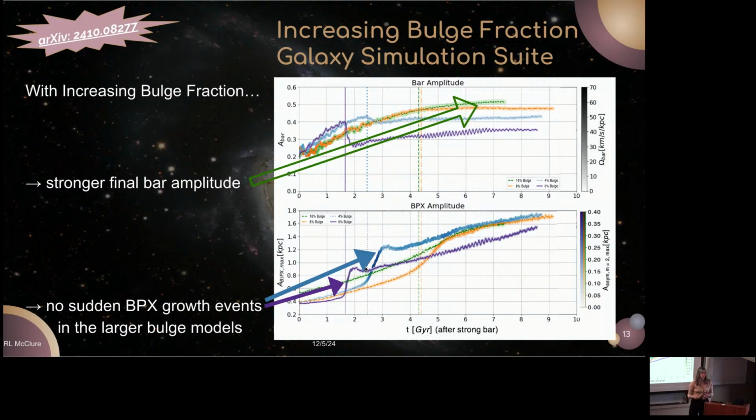And so the question here is, what's happening? What is this telling us? If we look at a BPX at the end, we see that a galaxy has a BPX. What can we learn about a galaxy's history from that, given that we now see that there are different things happening in the intermediary time?